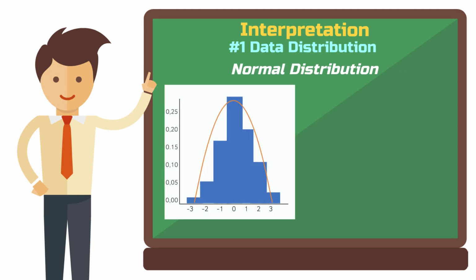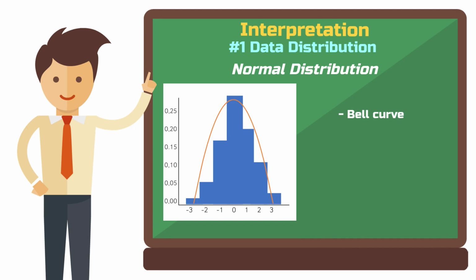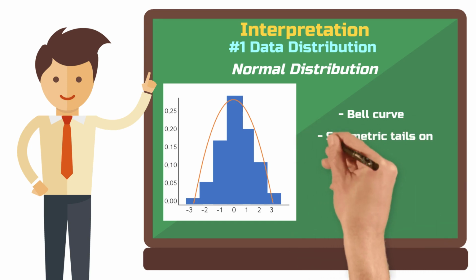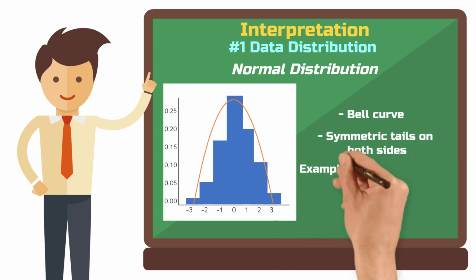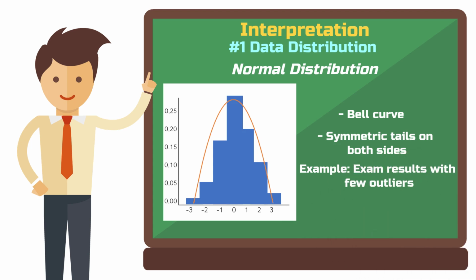A normal distribution, often called a bell curve, means that most data points cluster around a central value, with symmetrical tails extending on both sides. In a university setting, this could represent exam scores where most students achieve average marks, while very high or very low scores are less common.